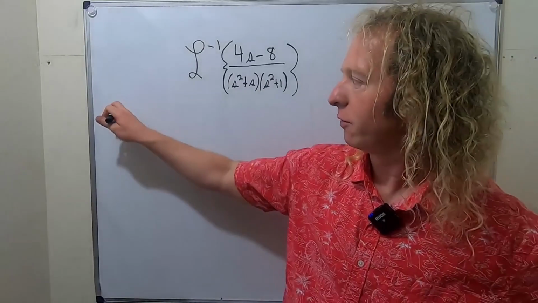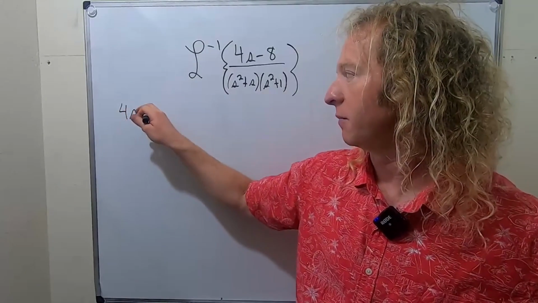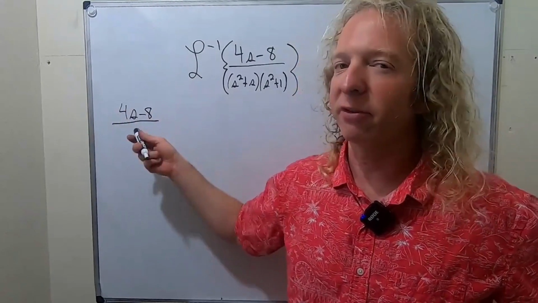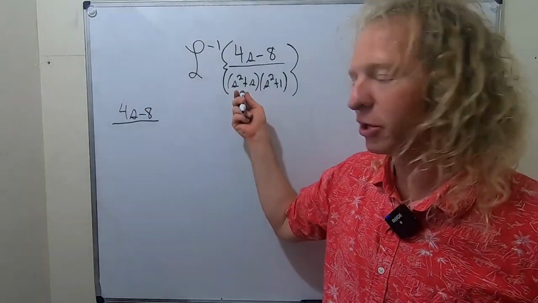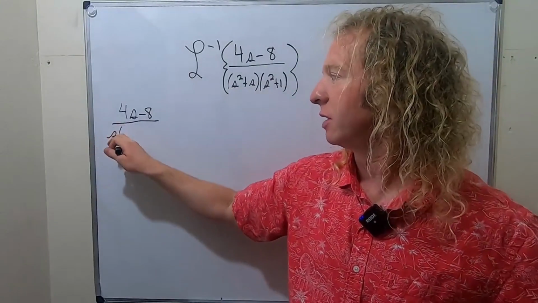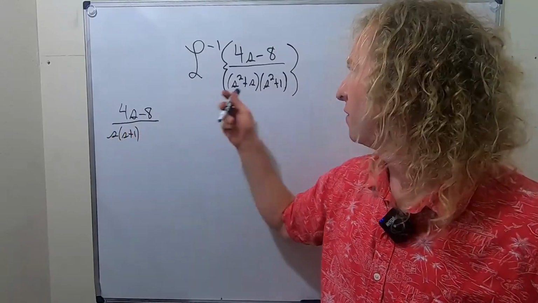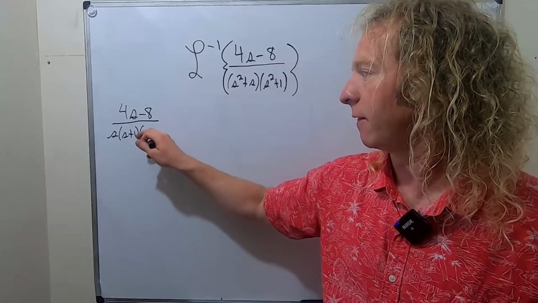So we have 4s minus 8 over. You notice you can pull out a 4 too. I didn't do that, but I don't think it's necessary. Here you can pull out an s. So we have s plus 1. And then here we have s squared plus 1.